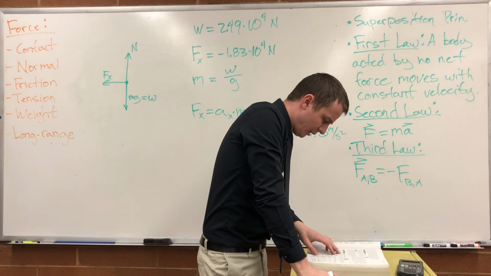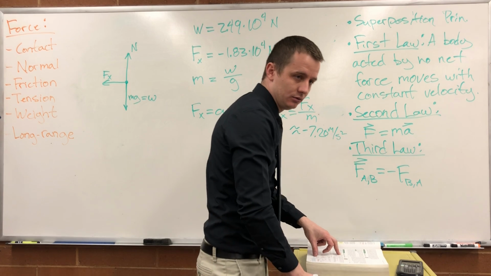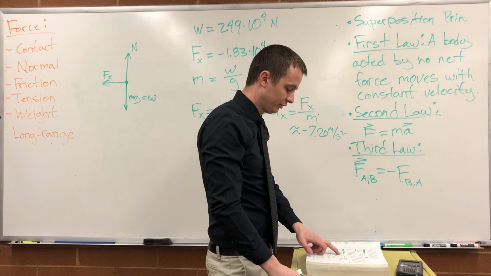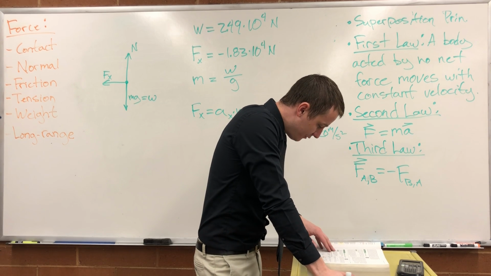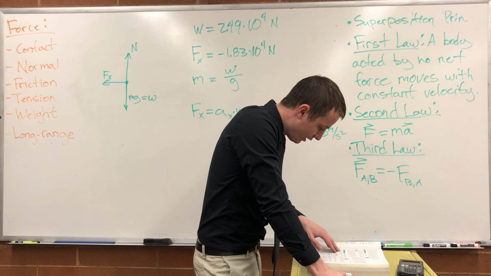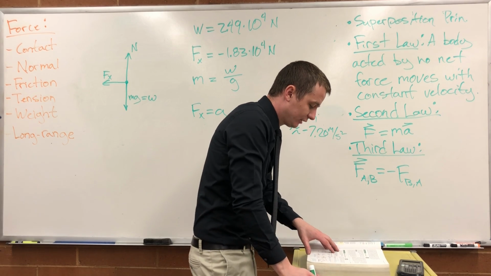An apple sits at rest atop a table in equilibrium. In equilibrium means no net force acting on it, so its velocity is constant, in this case constantly 0. So an apple sits on top of a table in equilibrium. What forces act on the apple?